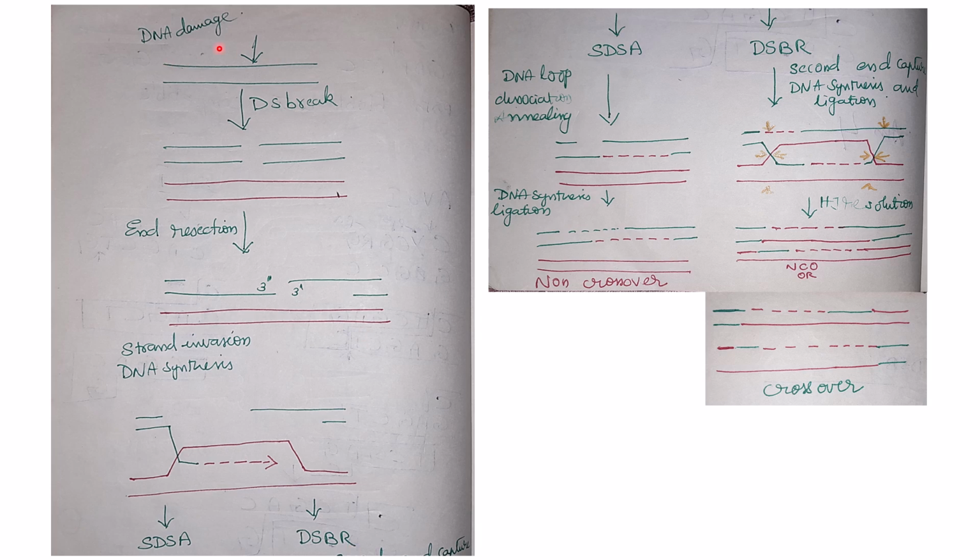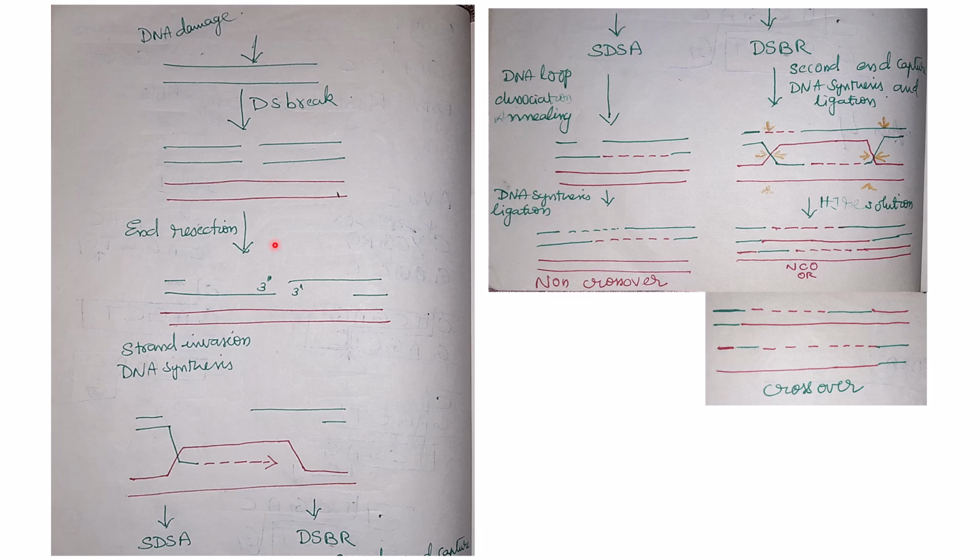So this is your DNA, you are damaging the DNA and it results in a double strand break. Now in homologous recombination, the double strand break is repaired by using a homologous DNA template from a sister chromatid. This homologous recombination is usually active during the S phase and the G2 phase of the cell cycle, because at this stage sister chromatids are available.